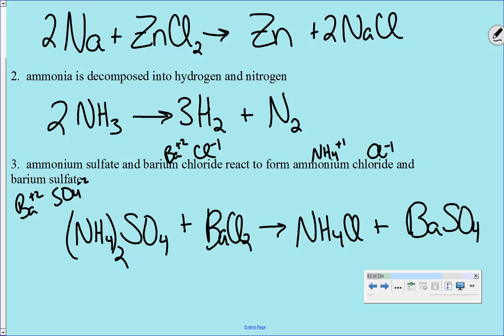So what jumps out at me here is I have 2 groups of ammonium on the left side and only 1 on the right side. So also chlorine kind of jumps out at me as having 2 on the left side and only 1 on the right side. So I'm going to put a 2 right there. That takes care of my chlorine, takes care of my ammonium. Everything else at this point is balanced. So we're all set.